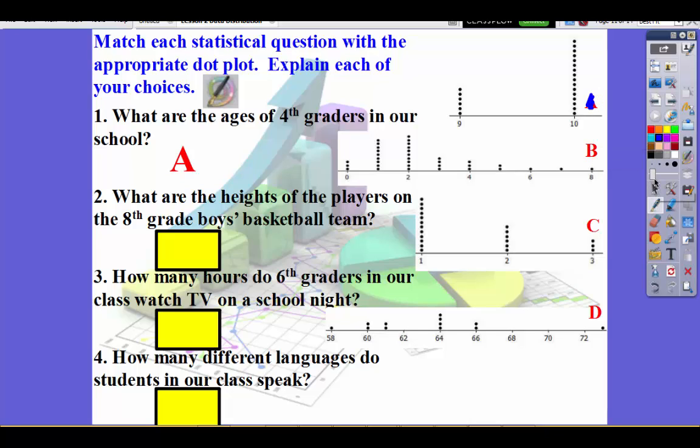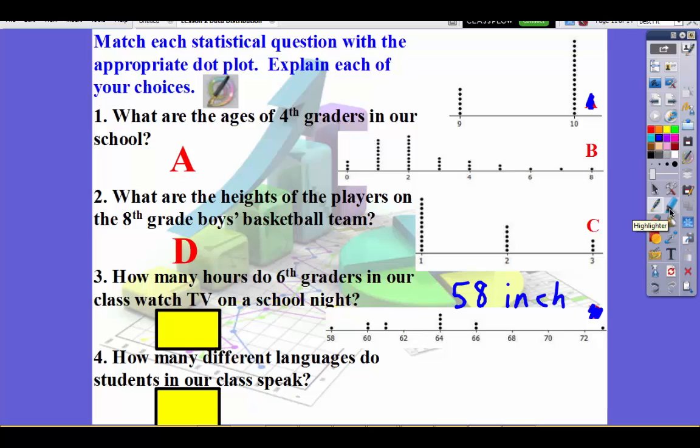Let's look at our next one. What are the heights of players on the 8th grade boys basketball team? Well, can I have a boy who's 0 inches tall or 0 feet tall? I can't, so I know it's not going to be B. Let's look at C. Can I have a height of someone who's 1 inch tall or 1 foot tall? No, so it's not going to be C. Can I have the height of someone in 8th grade who's 58 inches tall or 58 feet tall? Yes, I can. 58 inches tall makes sense. That's a little less than 5 feet. It's 4 feet, 10 inches. So it does make sense if D is referring to heights. Let's cross it out so we know we're not using it again.